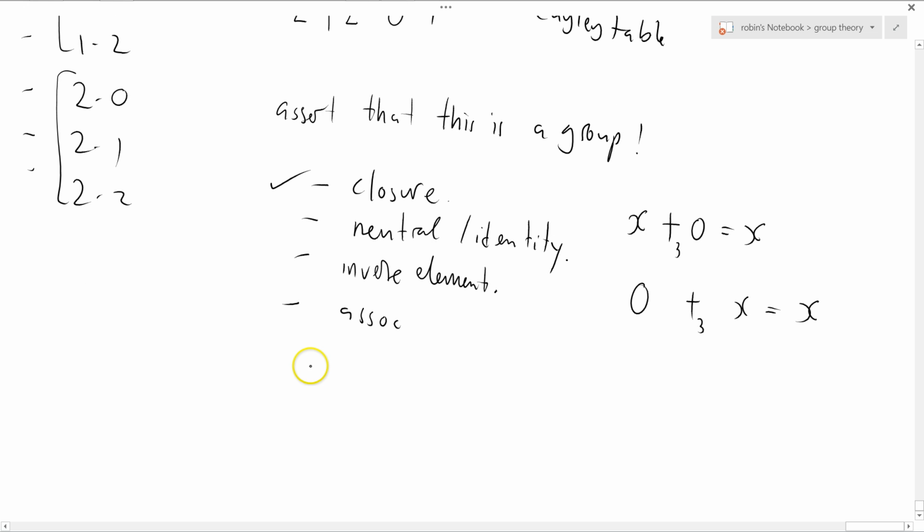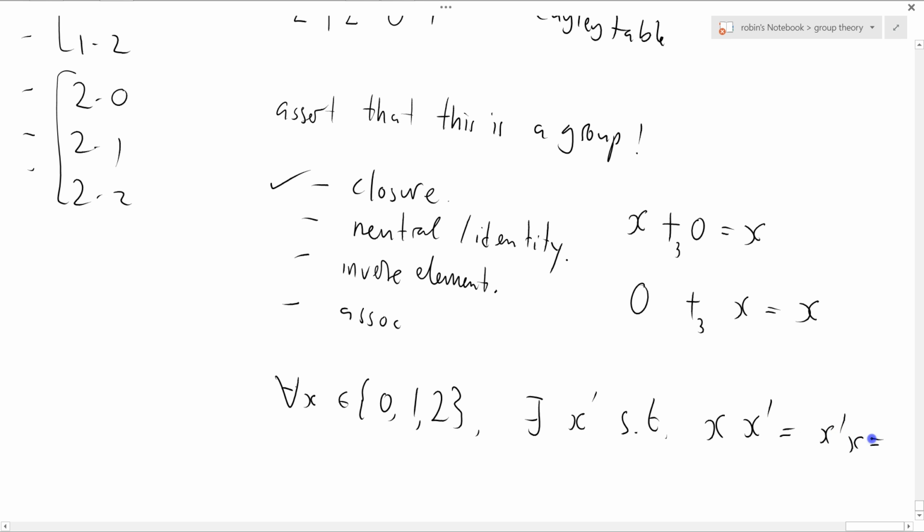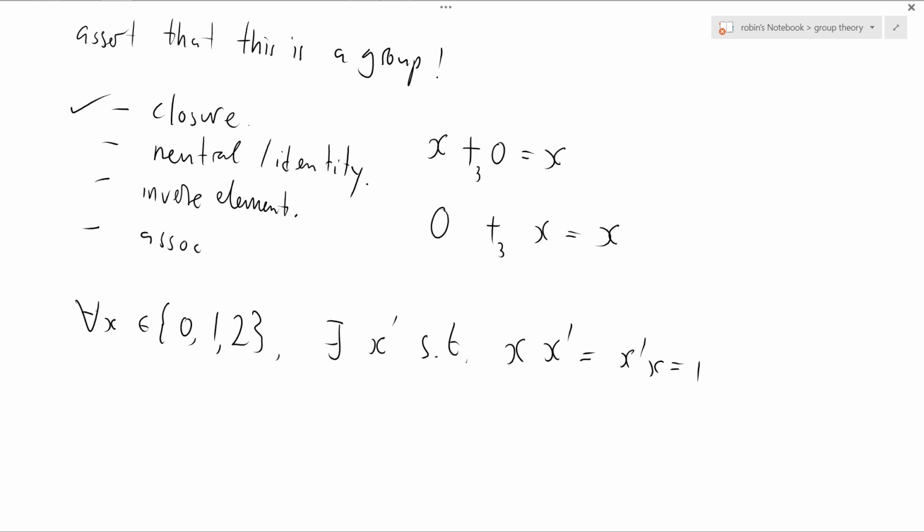What we say is that for all x in the ground set 0, 1, 2, there exists x dash such that x x dash equals x dash x equals 1. Now again, I'm playing fast and loose with my operation, because my operation is addition modulo 3, and I've denoted that here just by writing x next to x dash as if I'm multiplying them together, and I'm not. So this is a sloppy notation. What I really mean is x plus modulo 3 x dash equals x dash plus modulo 3 x equals, oh, and I put a 1 as well.